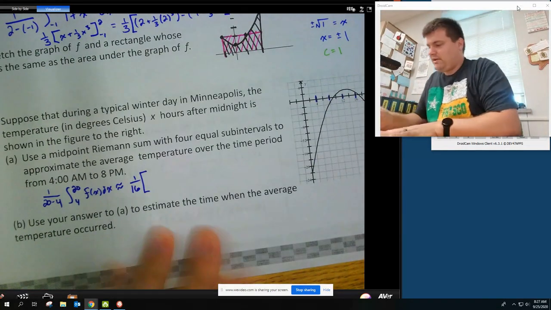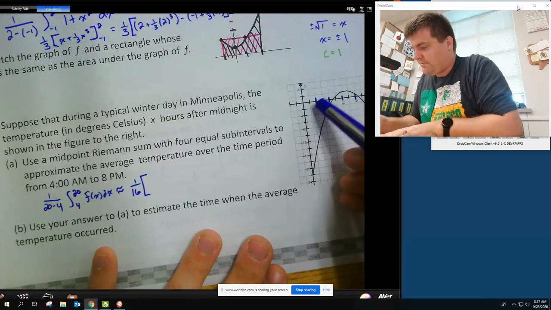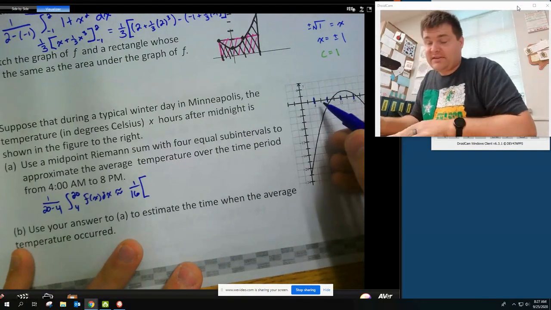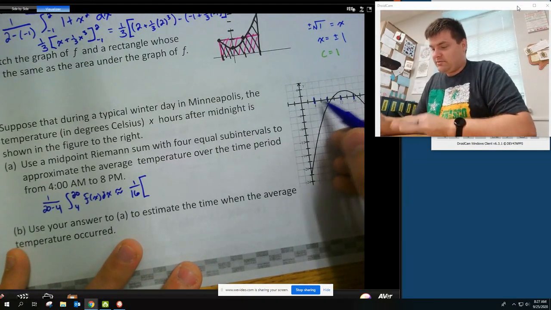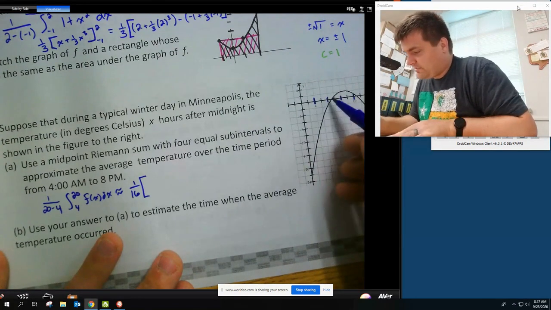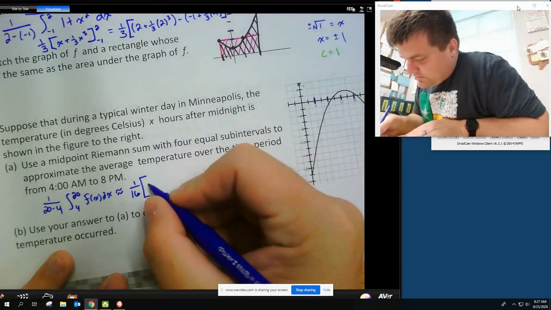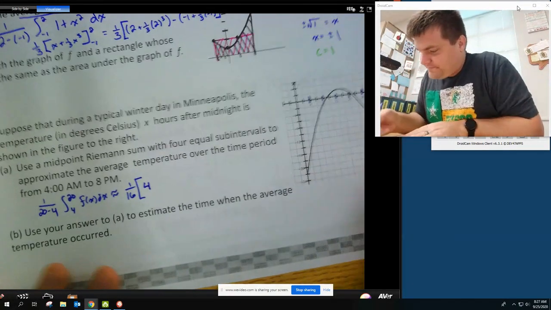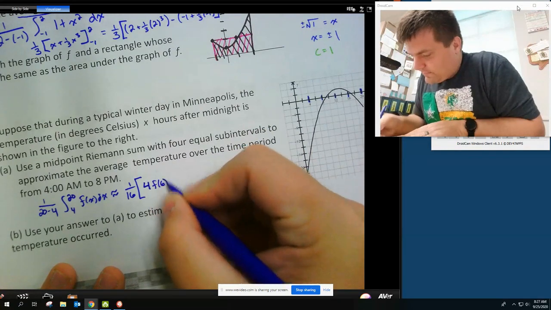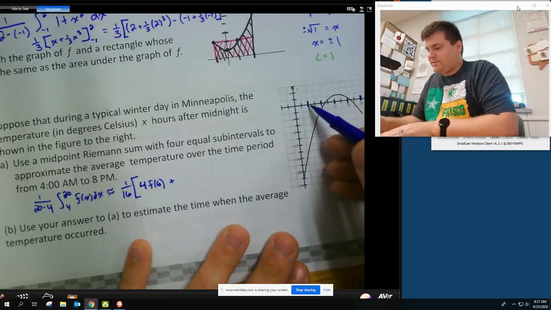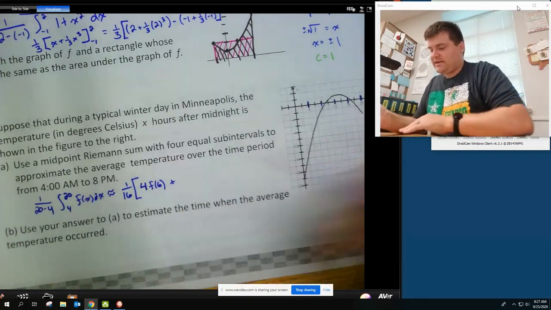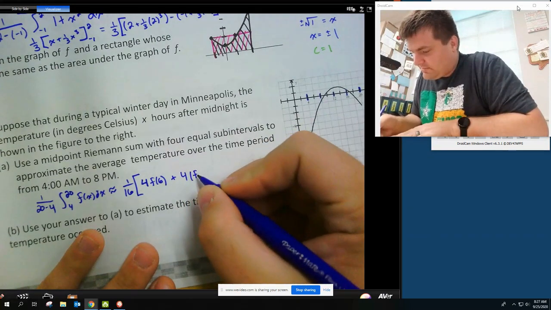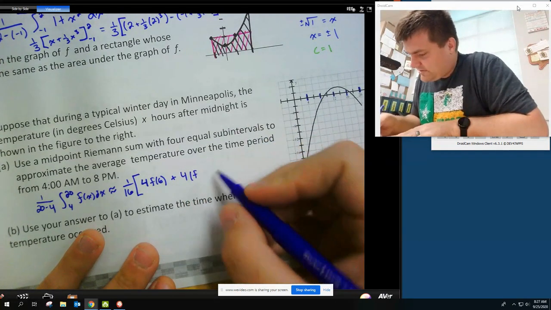So the midpoint. First off, the width from 4 to 8, because there's going to be rectangles here, so it's base times height. The width here is going to be 4 times the height of f of 6, because it's a midpoint. What's between 4 and 8? It's 6, and I'll plug that in just a second. Plus, from 8 to 12, it has a width of 4 times f of 10.